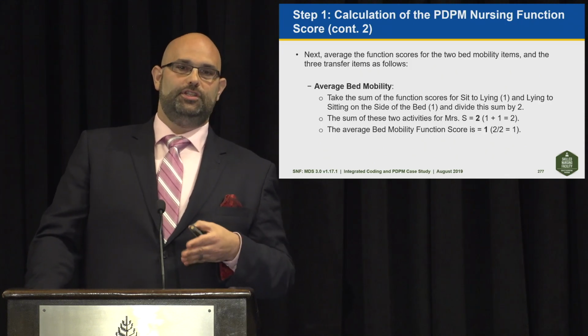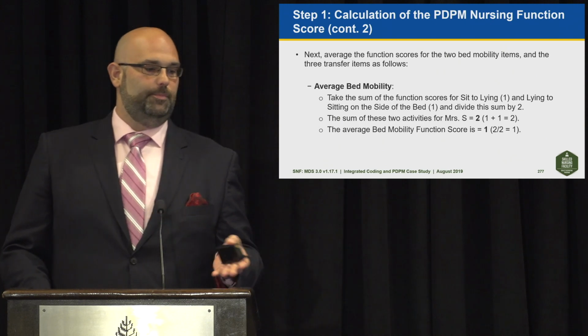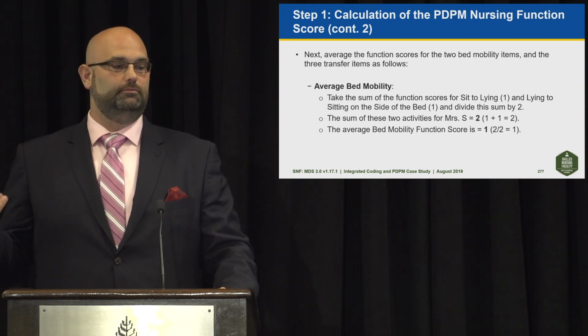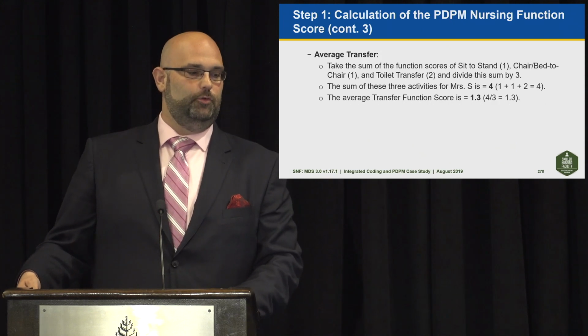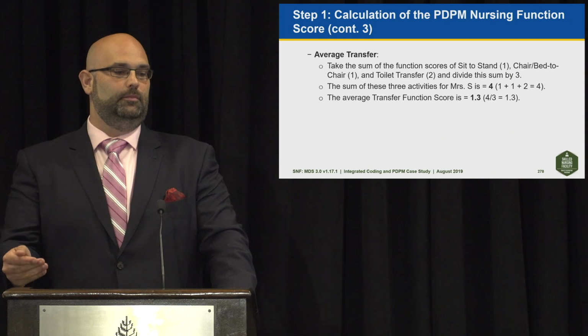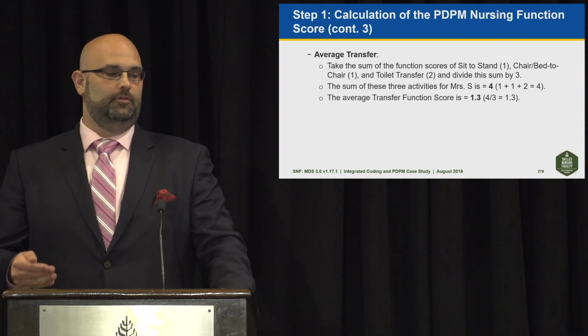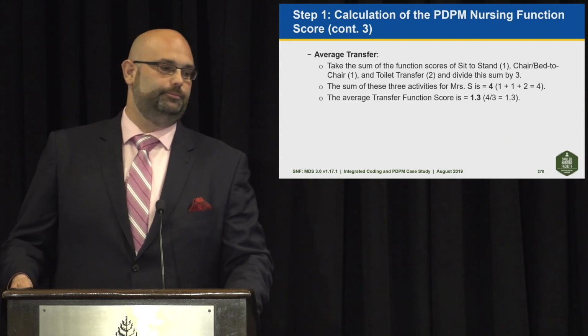Next step is to average the 2 bed mobility items and the 3 transfer items, same as we did earlier. Here, bed mobility, again, it was a 1 and a 1, sums to 2. 2 divided by 2, you get to an average score of 1. Same for transfer, is the same exact calculation we did earlier. 1 plus 1 plus 2 is 4. 4 divided by 3, you get to 1.3. Maintain the decimal at this point.